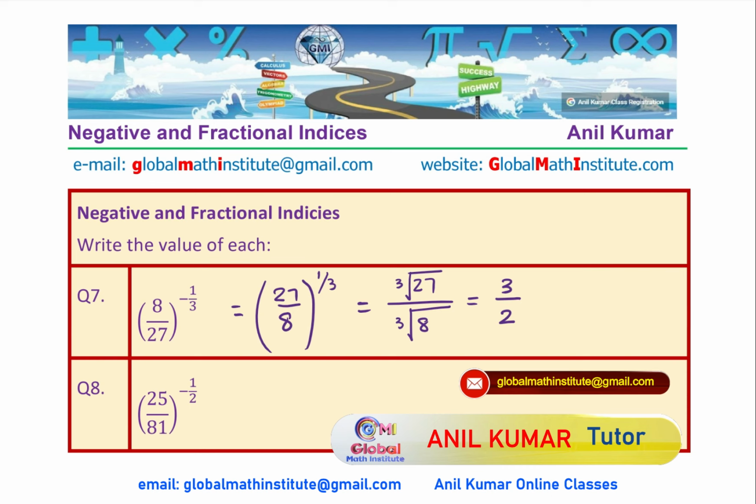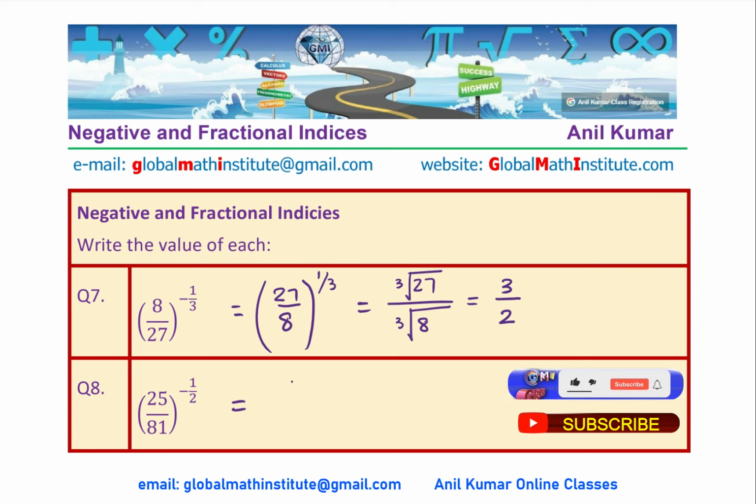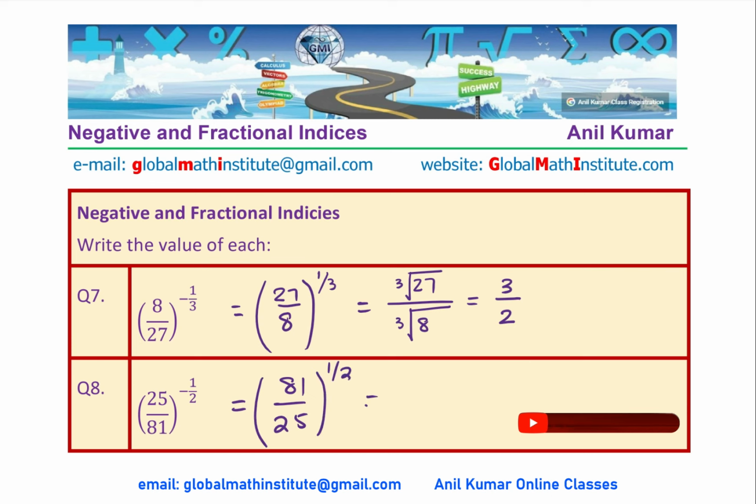Perfect. Next one. 25 over 81 to the power of minus half. I'd like you to pause the video and do it yourself. So first step, flip it. 81 over 25. We have taken care of minus in the exponent. Now we have to do square root. So square root of 81 divided by square root of 25. We know the square root of 81 is 9 and that of 25 is 5. And that's how we'll answer this question. Absolutely clear, right?